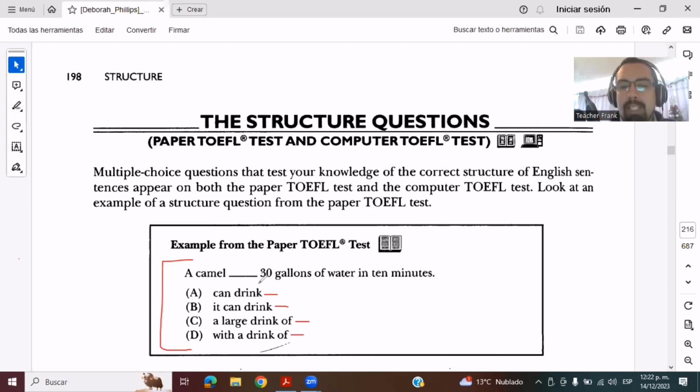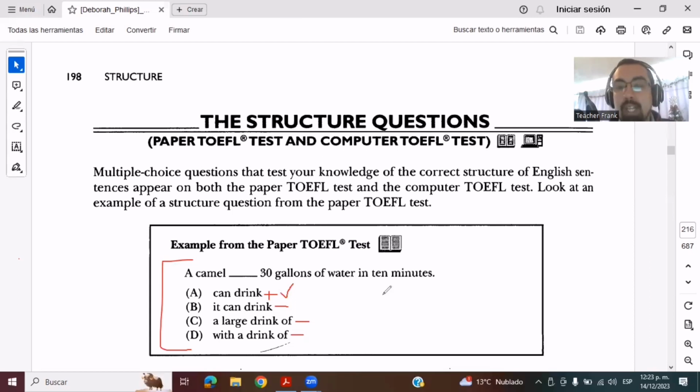Well, we have to look at the sentence first and ask, does it have a verb? Very important to always detect the verbs. A camel, 30 gallons of water in 10 minutes. Verb? No verb. So what is necessary? We need a verb. Yes, there's a camel and there's 30 gallons of water, but what does the camel do with that? Does it spill 30 gallons of water? Does it drink? Does it sell? So our option here is "can drink," and this is the correct one, right?